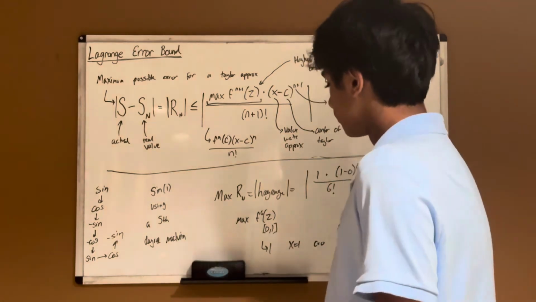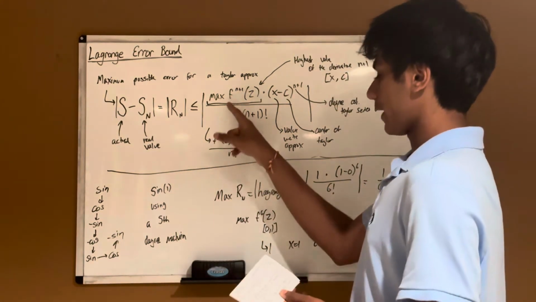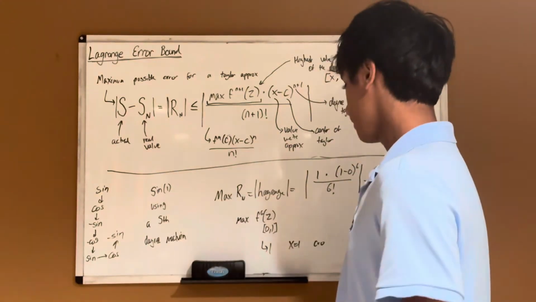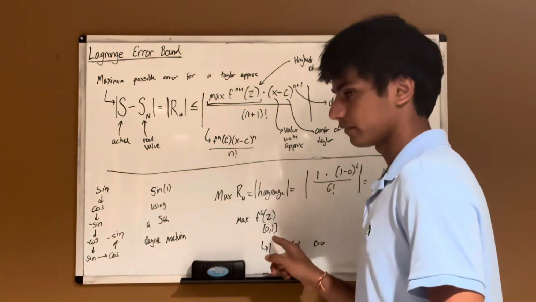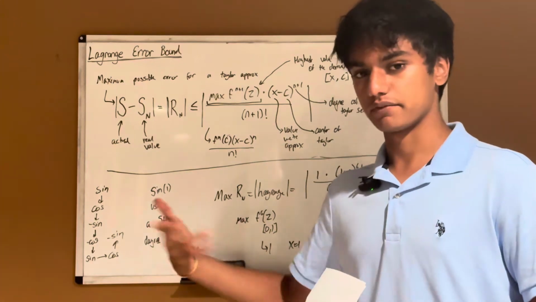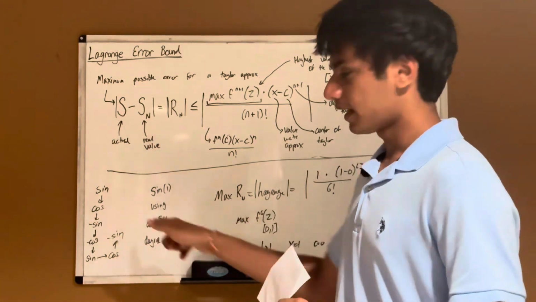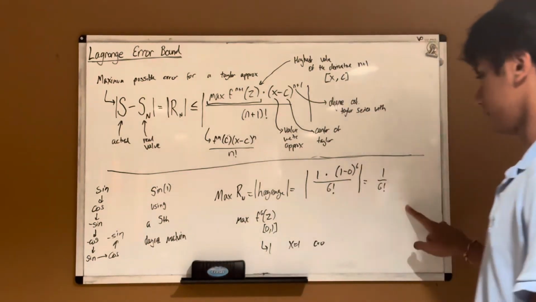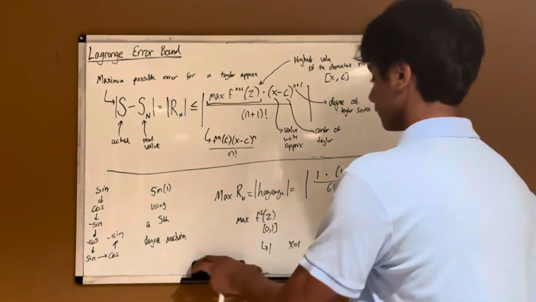So again, the process is we use the Lagrange formula and we find the max. In this case, the max was easy to find, because the max on the interval 0 to 1 of the sine function, no matter how many derivatives we take, because it's cyclical, has to be 1. Then we just plugged all the other numbers in, and we got our answer. Let's just try one more.